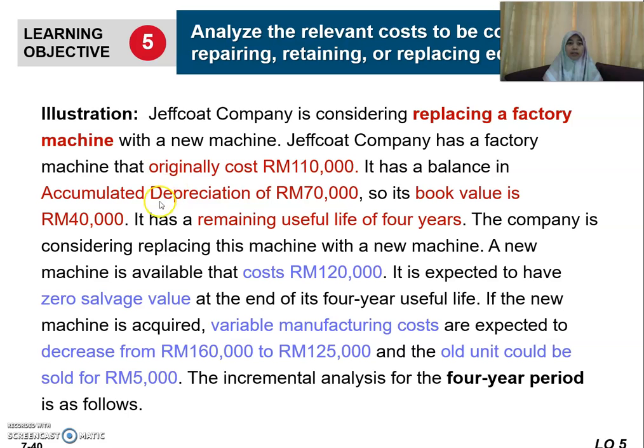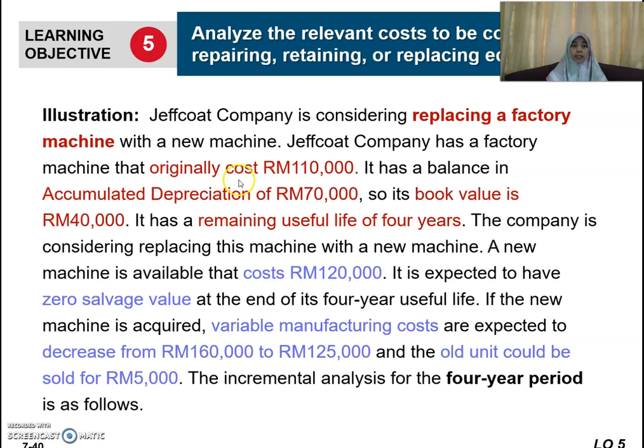It has a balance of accumulated depreciation of 70,000, so its book value is 40,000. And then it has a remaining useful life of 4 years. So you can see here the original cost is 110,000, the accumulated depreciation is 70,000, and the book value is 40,000.